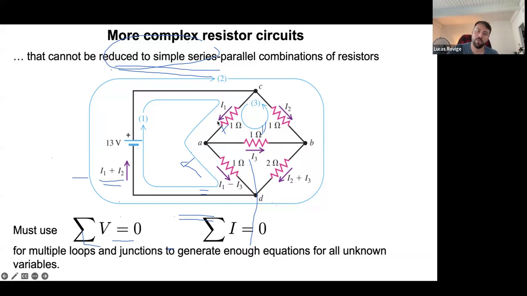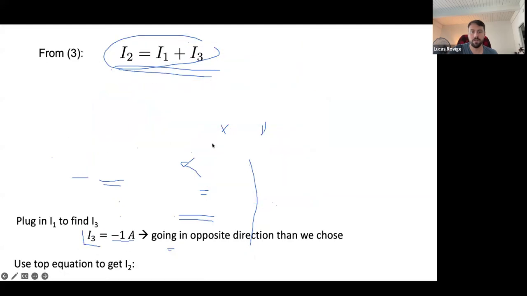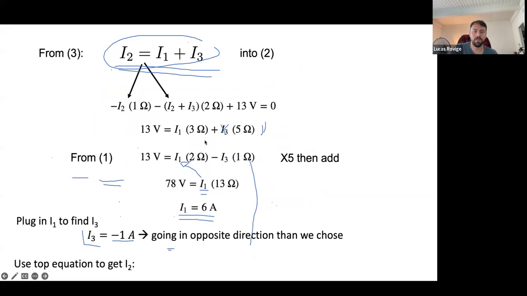And then if we wanted to, we can get the power dissipated in each of those because we have the currents. And yeah, that's it. Our system is fully characterized.